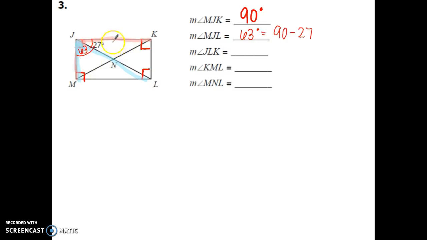And while I'm here, I'm just going to go look at my alternate interior angles. So I know 27 will be here as well. Then I know 63 is going to be right there. Let's look at others now. We are looking at JLK. Let me grab another color. JL. Okay, luckily for us, because we went ahead and did our alternate interiors, that ended up being 63 degrees as well. We found that using alternate interior angles.